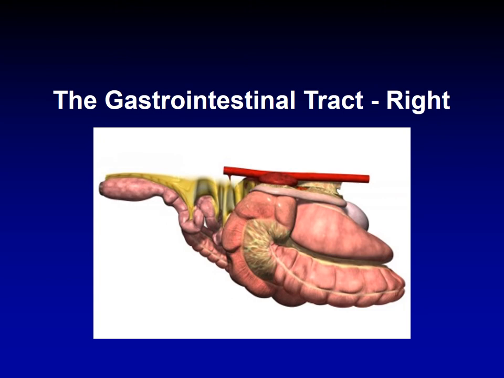This is the right-hand side again. We can feel the base of the cecum. Again, the duodenum is here, but we can only feel it if it's distended. And the cranial mesenteric artery at the base of the cecum, and also some jejunum here. This is on the right-hand side of the animal.